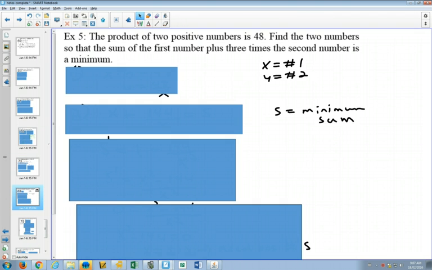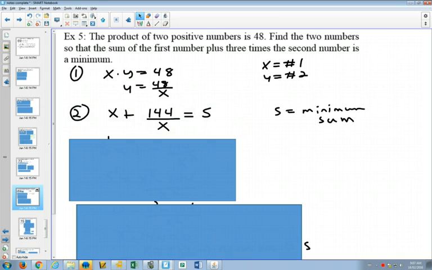So again, we can set up our two numbers, our x and y, and it's all right to start off with the different variables. We want to find a minimum sum, so we're going to want to set up an equation that's sum equals. So with our two equations, we know that x times y is equal to 48. So you can rearrange that to get y in terms of x by just dividing by x, and you'll get y is 48 over x. That way, when we set up our equation for our minimum sum, here's our first number. If we take 48 and multiply it by 3, we get 144 over x, as our second number equals s.